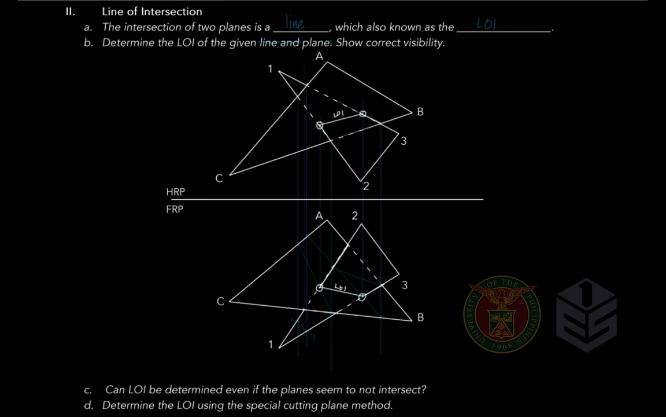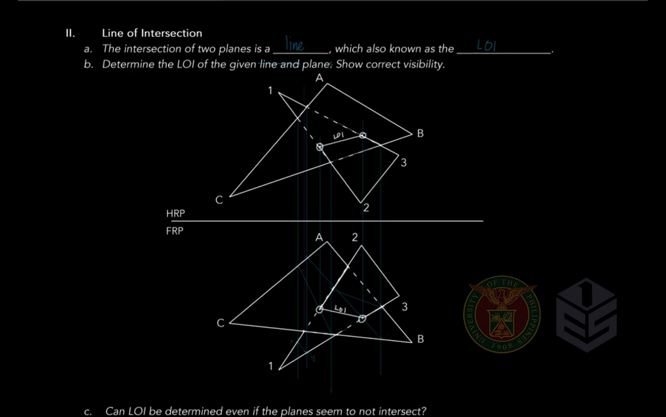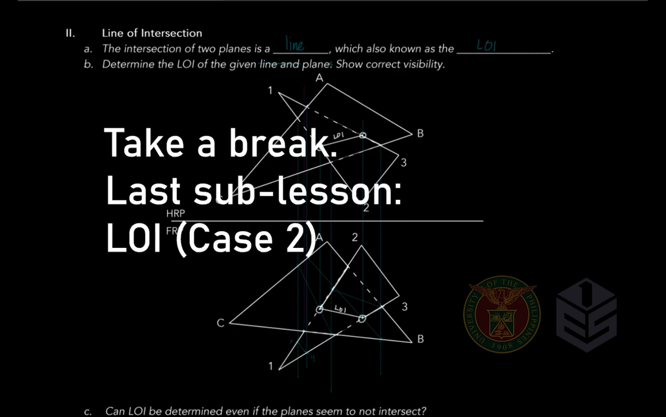Okay, so that's for your case 1. So in the next video we'll do case 2, wherein we are trying to find the LOI, sometimes we call it an imaginary LOI, of two planes that do not seem to overlap with one another. Okay, so I'll see you in the next video.